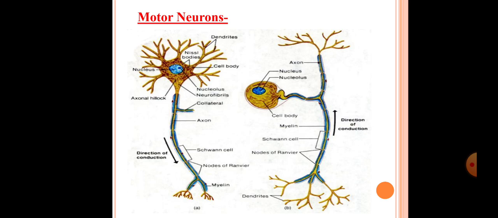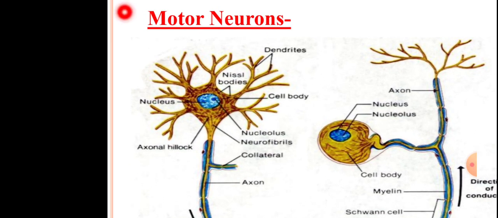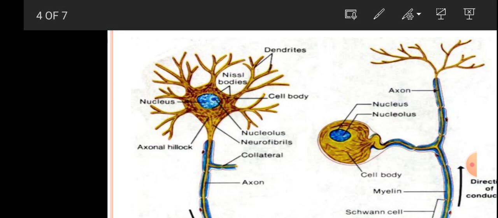The number of dendrites varies with the location of the cell. They receive signals in electrical and or chemical form and send them to the inner part of the neuron. So this is all about the dendrites. Then the second part is the cell body.